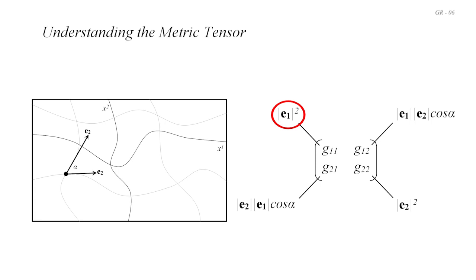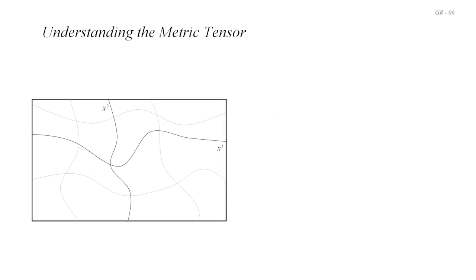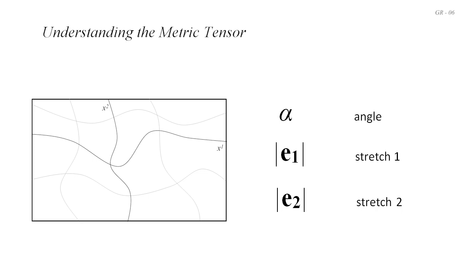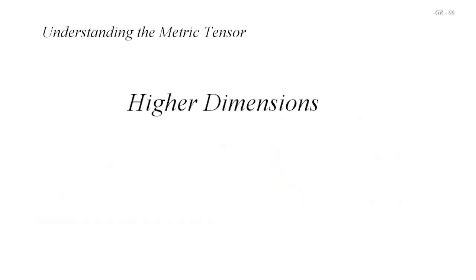If it's greater than 1, it will be stretched. If it's smaller than 1, it will be shrunk or compressed. And similarly, for G22, it will be the square of the magnitude of the basis vector E2 at that point in space, and we'll show the extent of its stretch or otherwise. So even this curvilinear frame of reference describing 2 dimensions essentially has 3 numbers at every point in the space, and those numbers in effect describe an angle and 2 stretches. And all of this rather simplified interpretation of the metric tensor applies to higher dimensions as well.